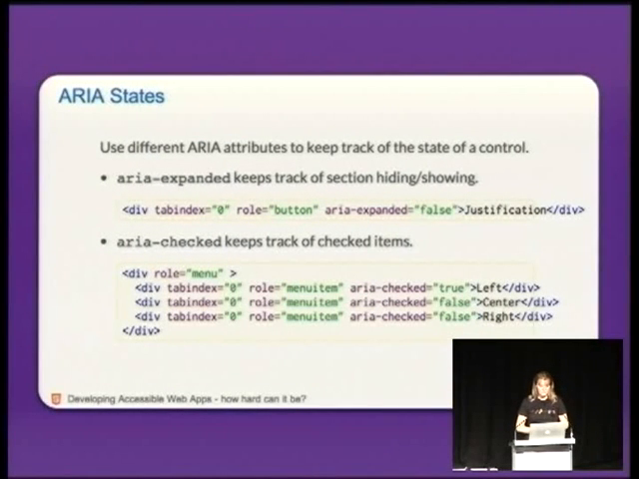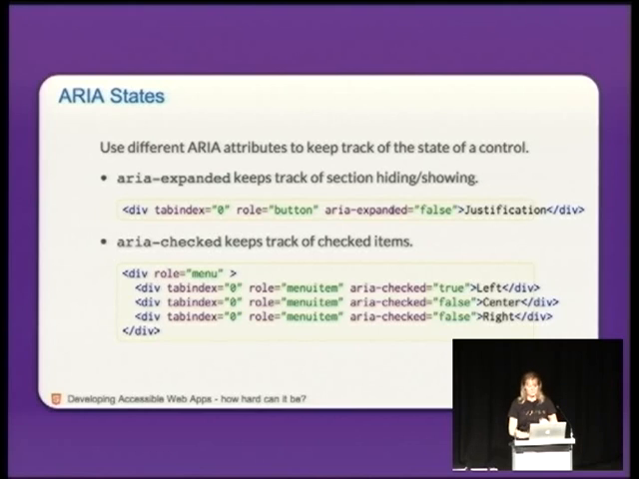States. ARIA states are there to keep track of a state of an interaction. Sometimes we have something clicked, sometimes we have something popped up. There are some state changes that happen. The screen reader can't magically know about those either, therefore we have some attributes that help us do that. For example, if we have something that expands, like a little plus icon on a list, sometimes we want it collapsed and sometimes expanded, so use ARIA expanded for that.